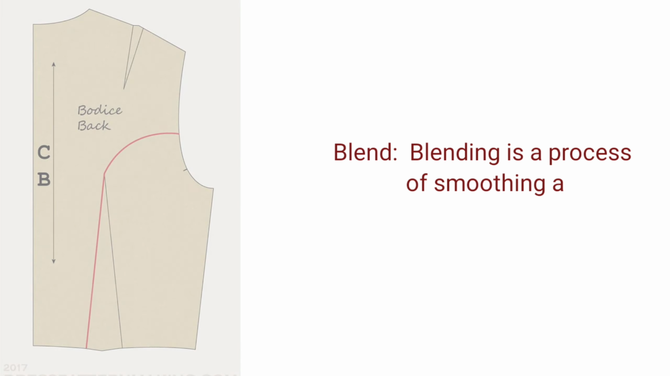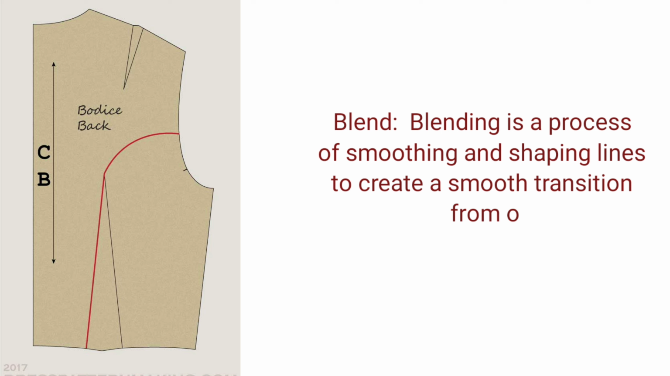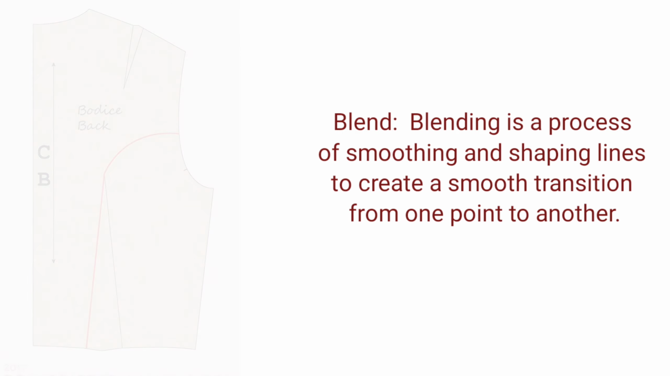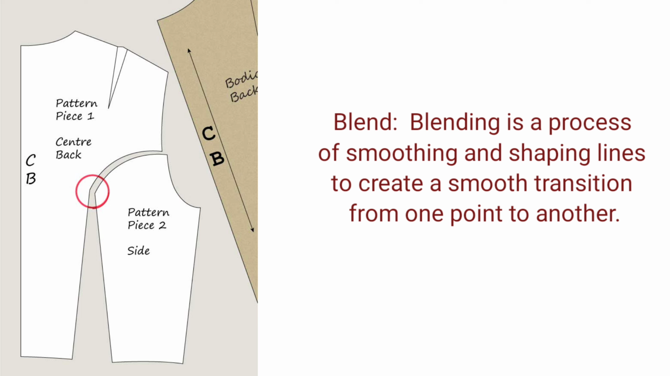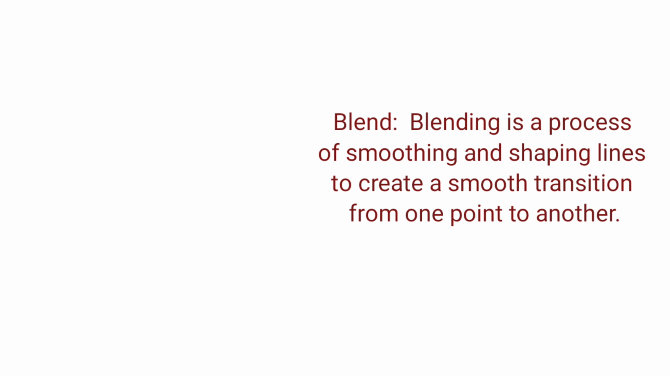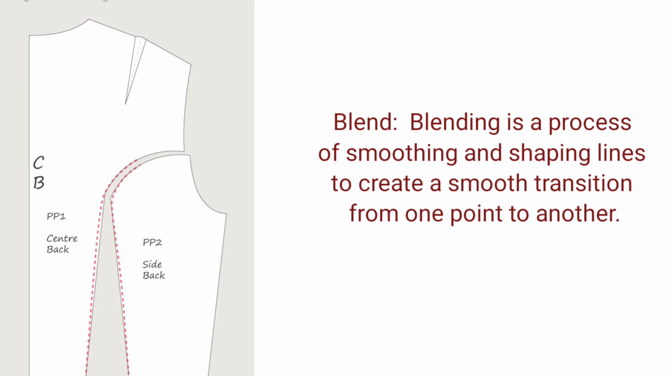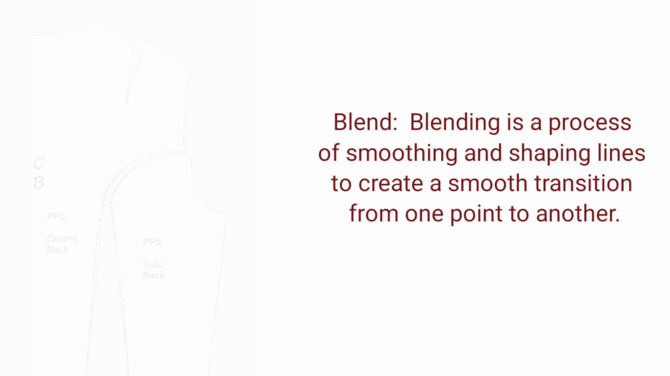The next term is blend. Blending is a process of smoothing and shaping lines to create a smooth transition from one point to another. In pattern making or drafting, we smoothen two points, like in the armhole many times, like in the cowl pants slash and spread method, we have done it on the waistline, we have done it on the side seam, recently we have used it. So that is called blend, when we blend two points in a smooth transition.